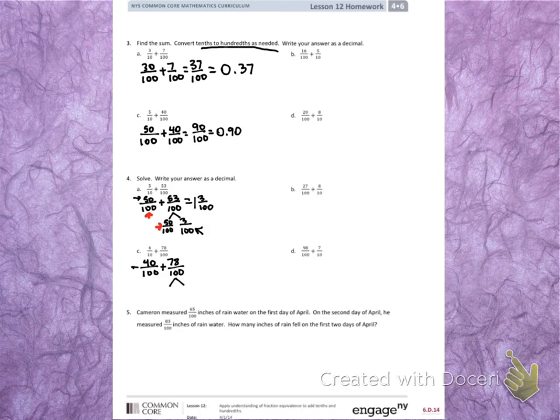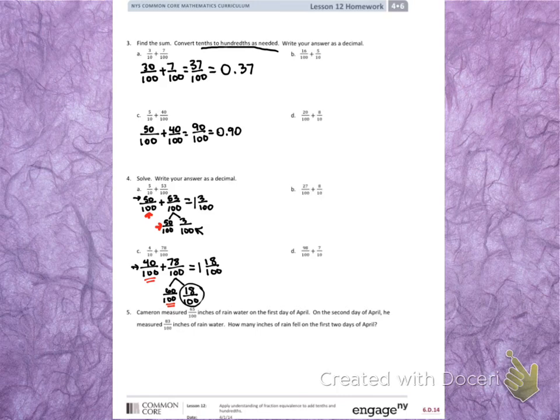If I have 40 hundredths for this one, I would need 60 hundredths to make 1. So I'm going to pull 60 hundredths out of this fraction. And that's going to leave me with 18 hundredths. Because remember, 60 plus 18 would make our 78. So together, this fraction and this fraction makes 1. 40 hundredths plus 60 hundredths is 100 hundredths. So we're left with 1, and then we still have 18 hundredths. So our answer is 1 and 18 hundredths.